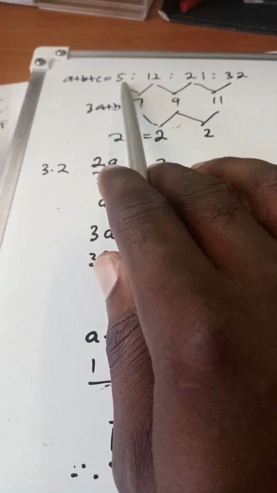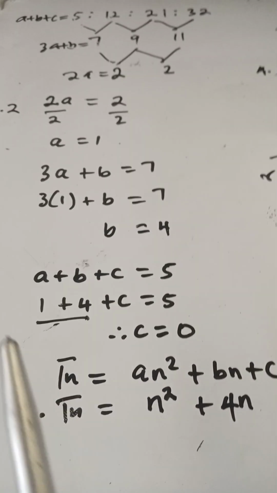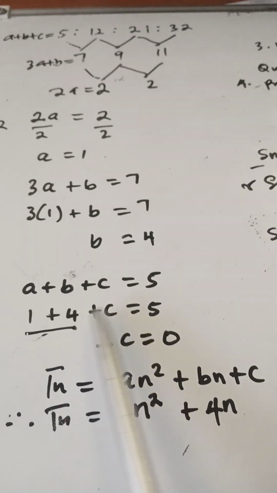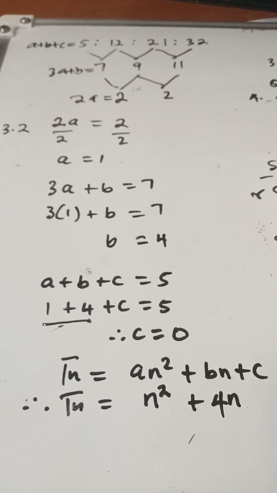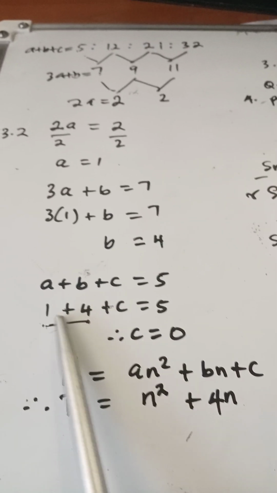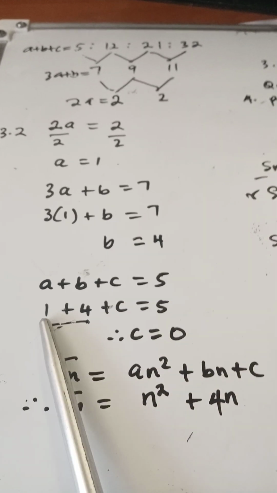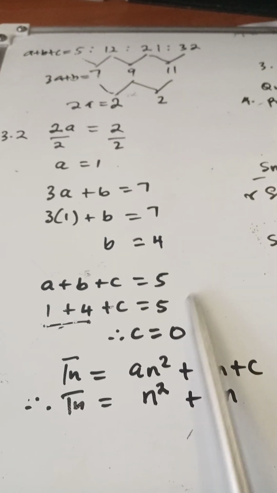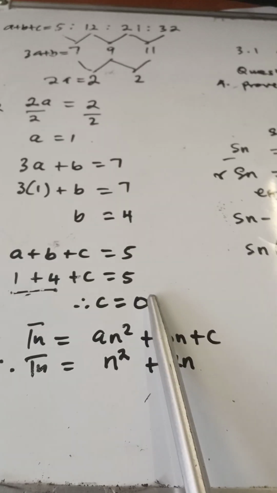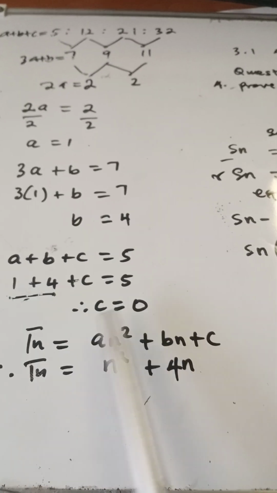Then the last one will be a plus b plus c equals the first term of the quadratic number pattern. So we substitute a is 1, b is 4, c we don't know, and 5 is the first term of the quadratic number pattern. When you add these two numbers, it gives you 5. You are taking 5 to the right. On the left it is positive, when it comes to the right it will be negative. So 5 minus 5 will give us 0. So it means our a is 1, b is 4, c is 0.